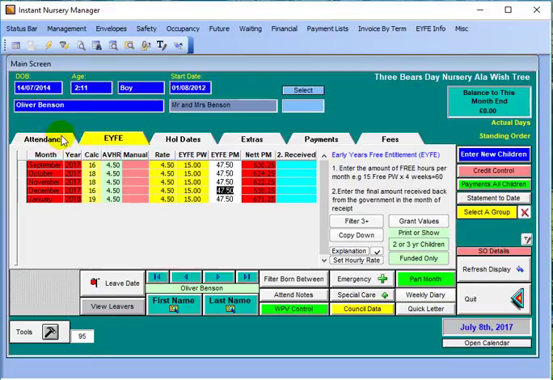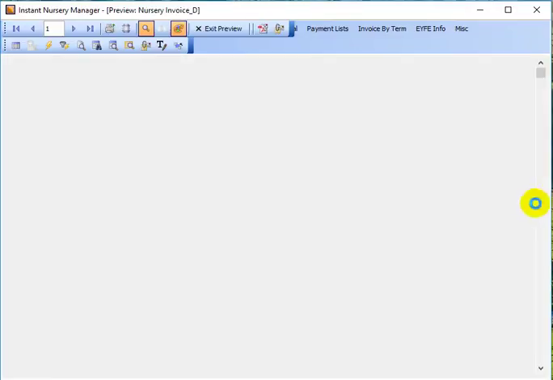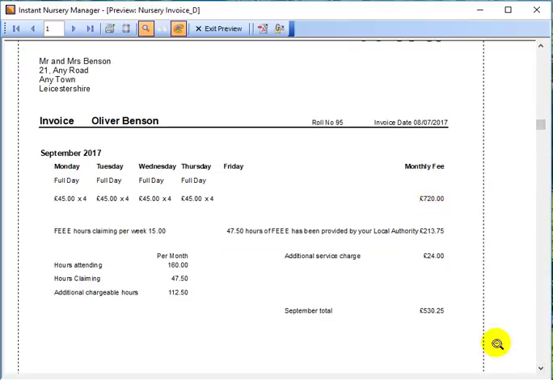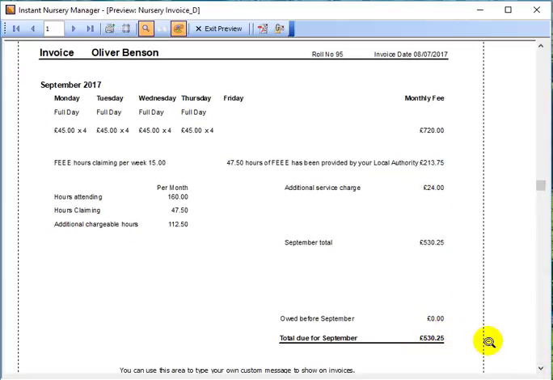So let's just have a look at our invoice now, shall we? Oliver's been charged 4 Mondays, 4 Tuesdays, 4 Wednesdays and 4 Thursdays. The monetary amount showing at the moment. Claiming per week, 15. So 47.5 hours have been taken off per month, stretched over the year. Hours attending 160, hours claiming 47.5, chargeable hours 112.5. With this additional service charge added back here, this would be the monthly total for September.